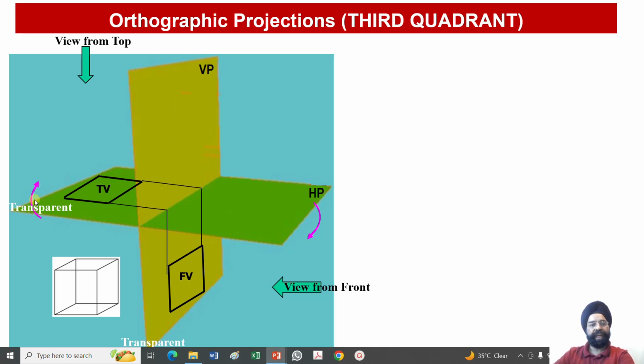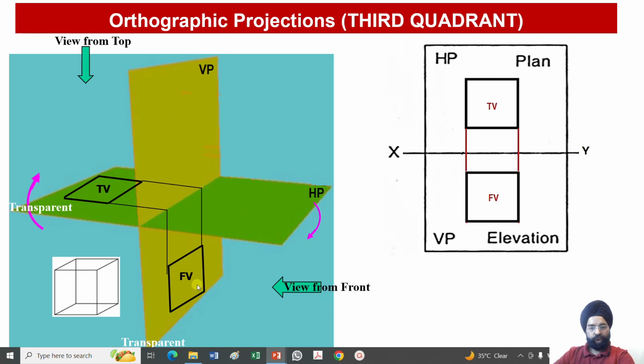I am going to rotate this horizontal plane clockwise upwards. So once I rotate it, you see I have enlarged this, and then the front view will be drawn. This is my XY line. The front view will be drawn below XY, and the top view after rotation will be going above my XY line. So this is just inverse to what I had obtained in my first quadrant method.